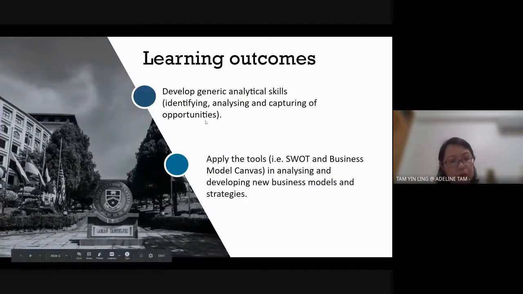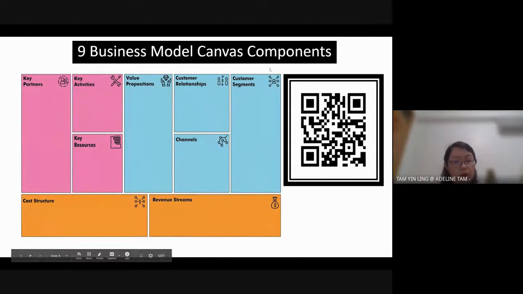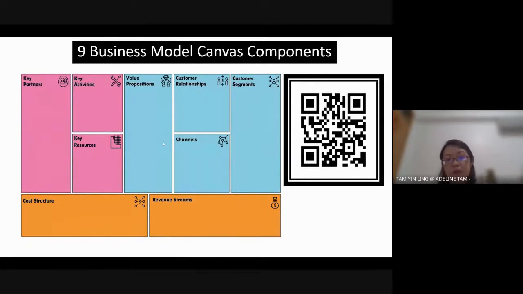All right, so the learning outcome is you develop the skill to prepare this. Okay, so this is the whole model, the whole model with 9 areas. Remember, 9 areas. Next week, you have to present it one by one. Later on, you can go to the website to download this model, or you can even draw it based on this picture. You can draw it, and then after that, what you have to do is you analyze.